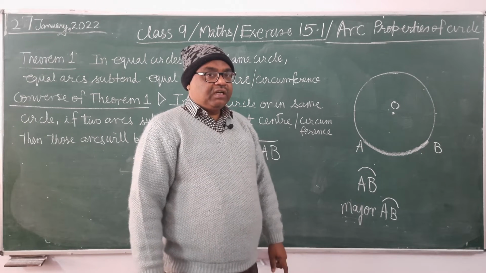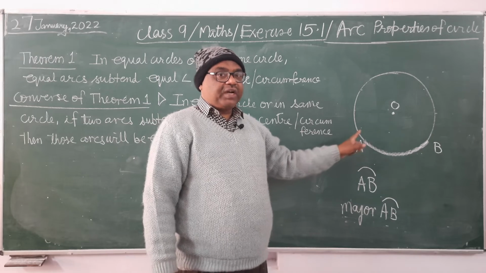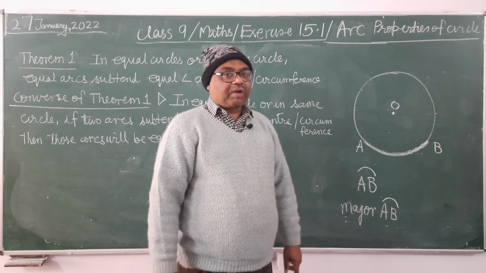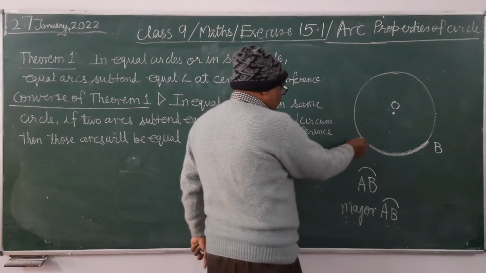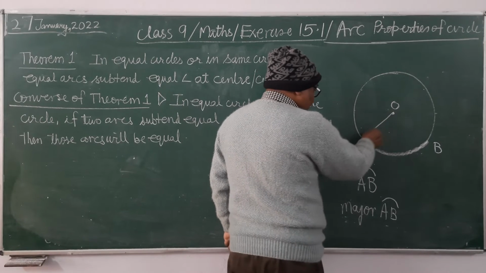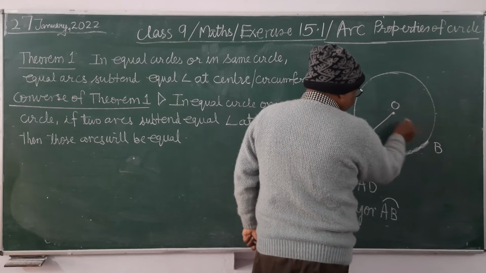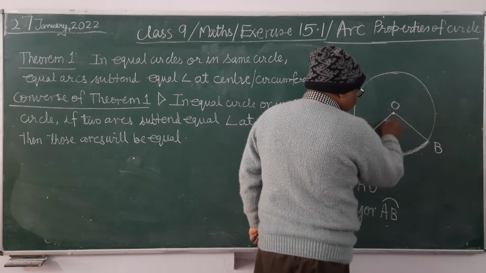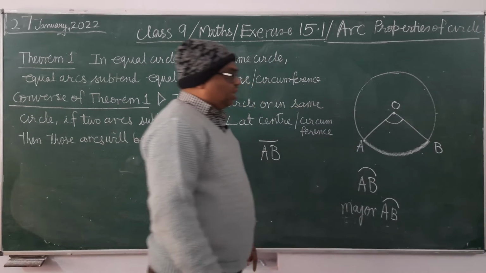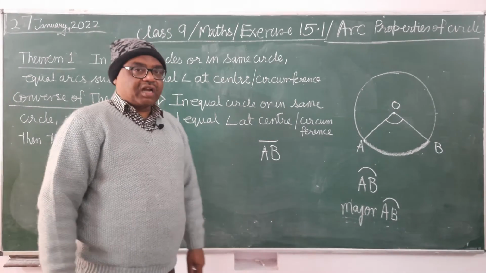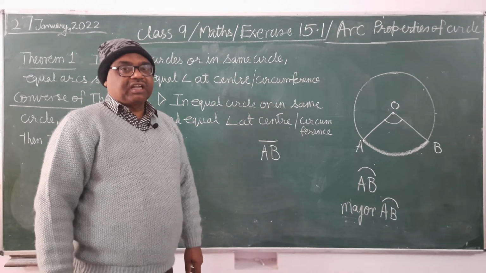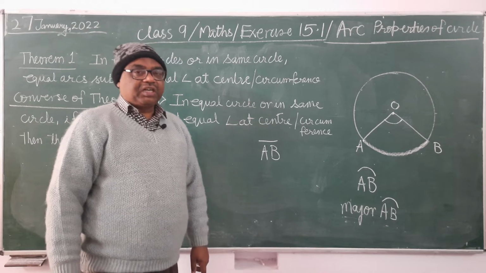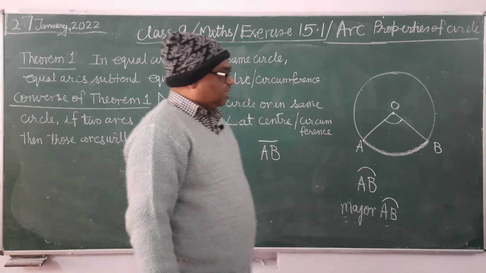So see here, what is the angle subtended by arc AB at the center? How will you find it? You join the end points of the arc to the center: end point A to the center, end point B to the center. So this angle is called the angle subtended by arc AB at the center.